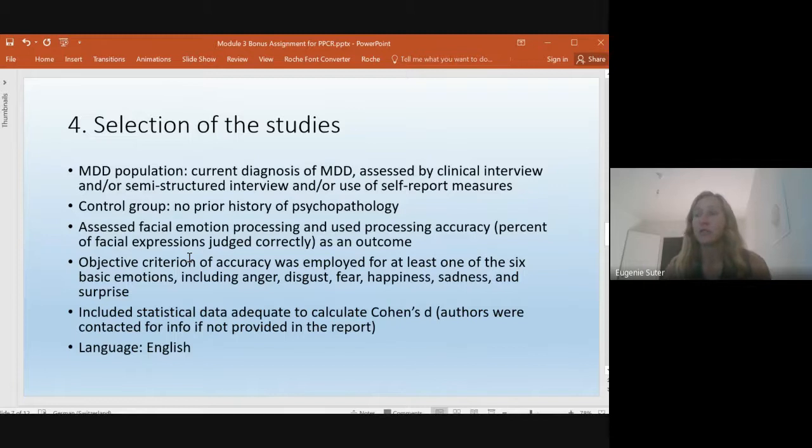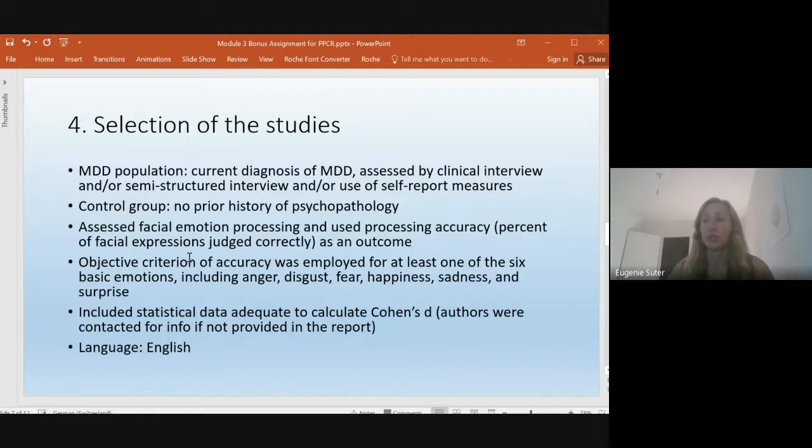And the studies had to assess facial emotion processing and had to use processing accuracy, as in the percent of facial expressions that were correctly judged, as one of the outcomes. That objective criterion of accuracy had to be employed for at least one of the 6 basic emotions. So these are anger, disgust, fear, happiness, sadness, and surprise.